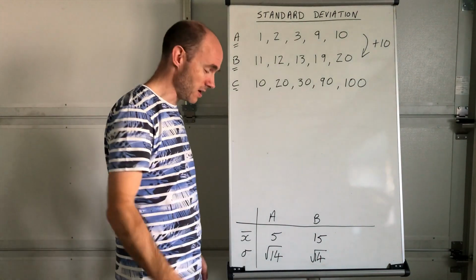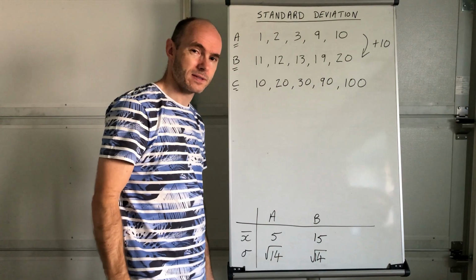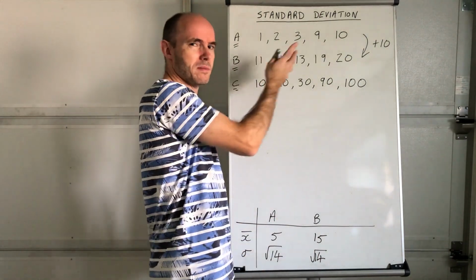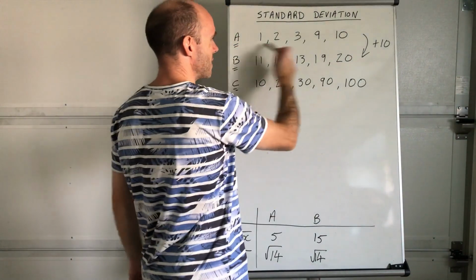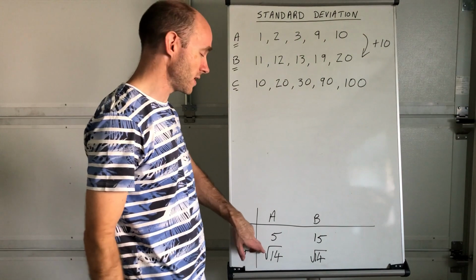That's the question I asked you earlier. Is there a way of predicting the mean of B? It was 15. So just imagine these were marks in a test. Pretty poor, yeah? But imagine these were marks in a test, and the mean mark in those sets of figures was 5, and the standard deviation was root 14.